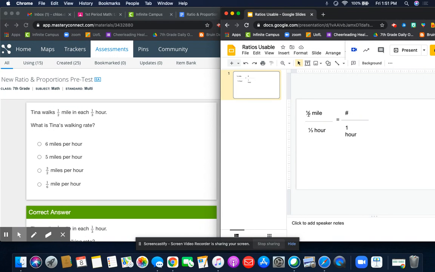Again, cross multiply, 1.5 times 1. Anything times 1 is just itself. 1/2 divided by, sorry, I lost track of my thoughts on that one. So we're going to end up doing 1/2 divided by 1/3.